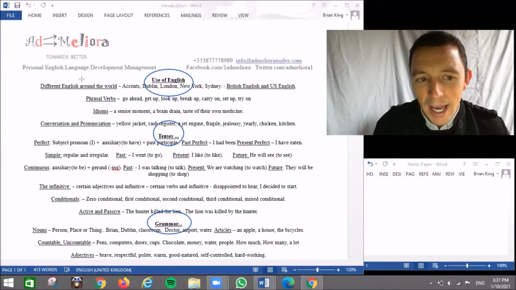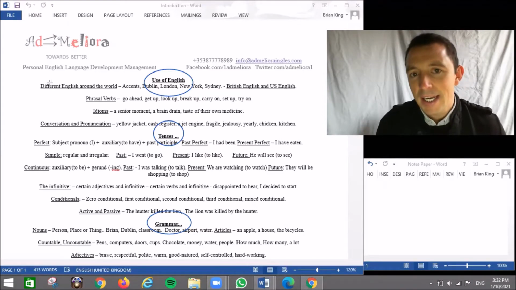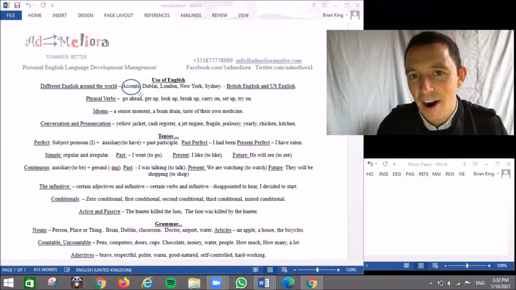Okay, primero, in my opinion, accents. Okay, so different accents from around the world. We have accents from Ireland, and in Ireland you have very different accents in the middle of the country, in the south of the country, in the north of the country, and in the west. So the accents are very, very different in Ireland. In England, it's the same. In Scotland, in Wales, in United States, it's very, very different.